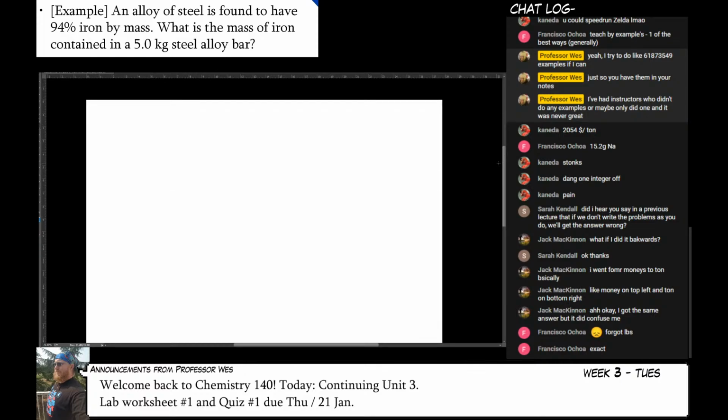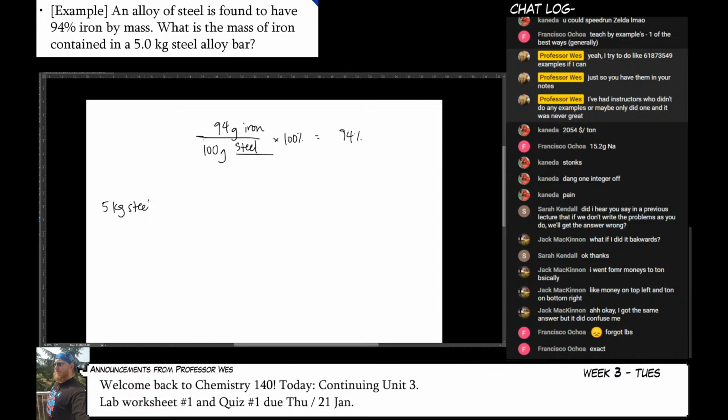All right, so I know that for a steel bar with mass 100 grams, 94 of those grams would be iron. And that's based on the definition of percentage, right? Because if I did this times 100%, I would get 94%, which is what was stated. So now what I can do is I can take any mass of steel and do this relationship. So let's do that.